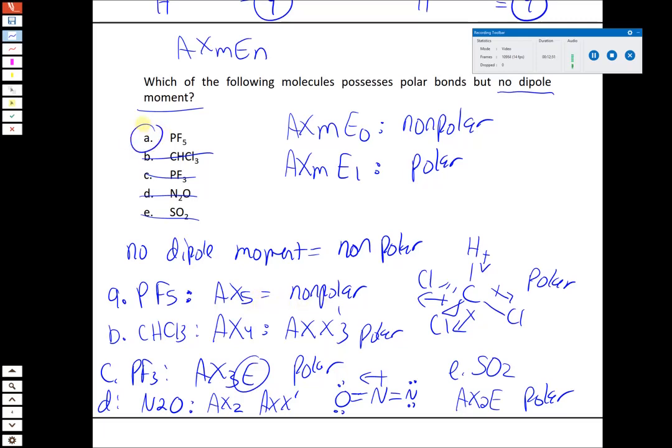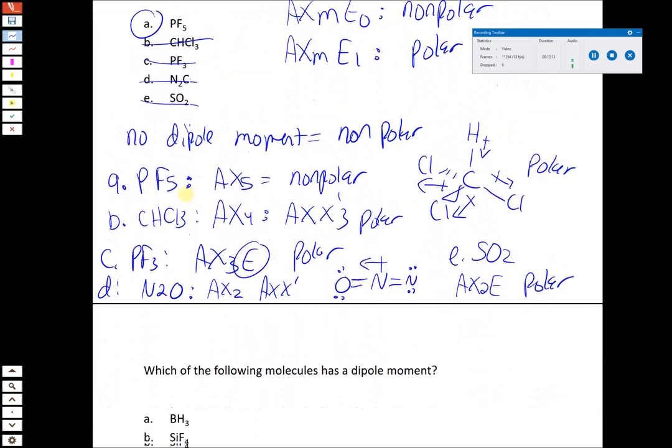So even though some of these were a little bit tricky to deal with, specifically choices B and D, which didn't have any lone pairs on the central atom but were still polar, we can very obviously pick A as the one being nonpolar because it's AX5, all five of the outer atoms are the same, so all the dipoles cancel out whenever there are no lone pairs on the central atom.